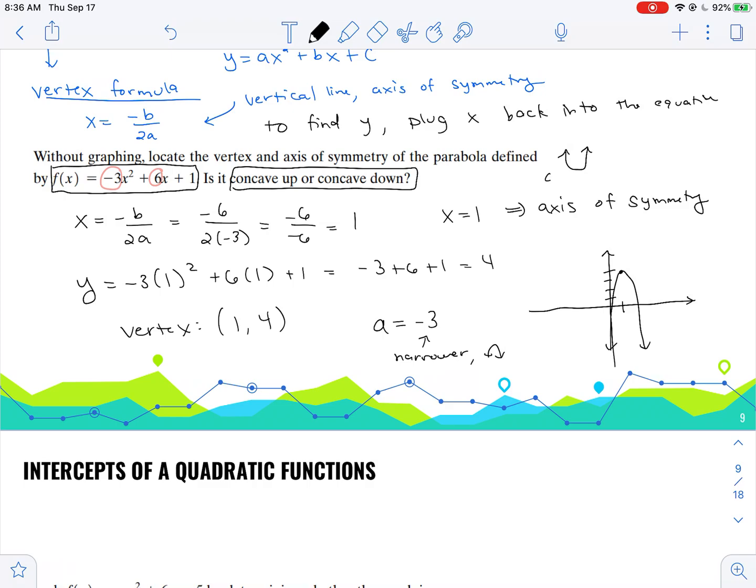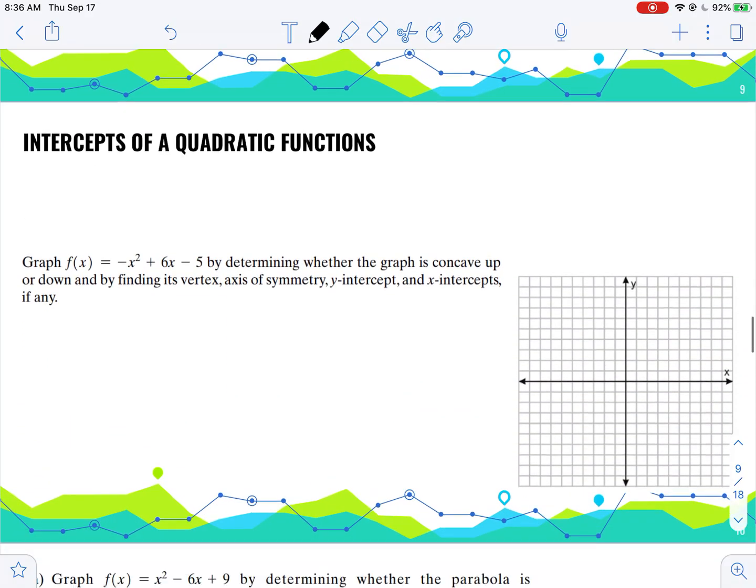Concavity. We haven't talked about this yet. Concave up means that the arrows point up, so the parabola opens up, or it's a happy parabola. Concave down means that the arrows point down, or that it's a sad parabola. So those are the two different types of concavity: concave up and concave down. So the parabola we just drew would be concave down.